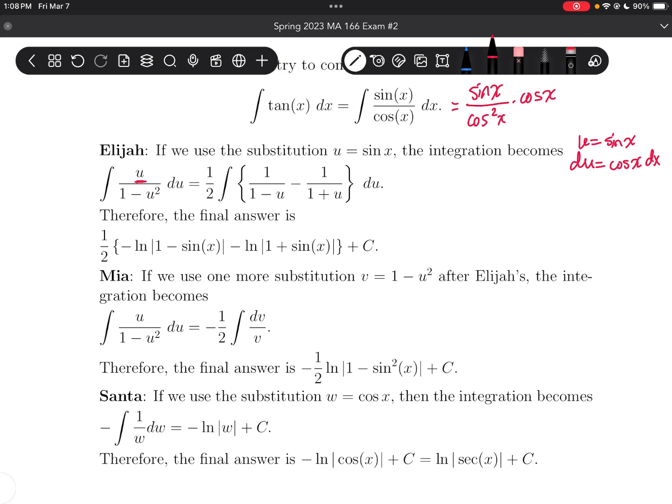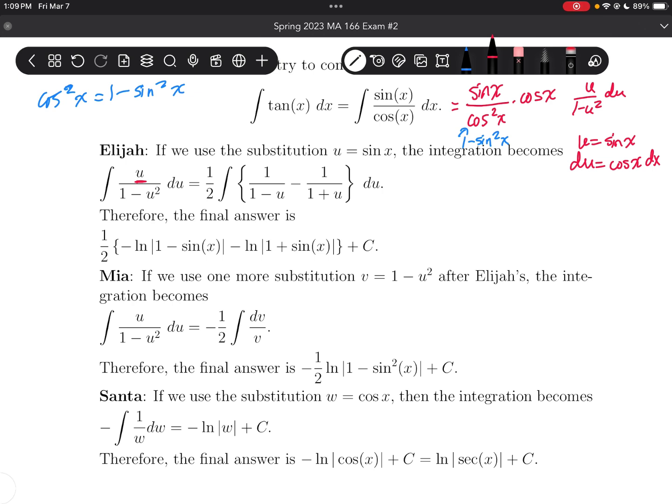Times cosine x. Okay, and then after he does u sub, he plugs in u for the sine x in the numerator. He replaces this cosine x squared with 1 minus sine x squared. Again, this is because of the Pythagorean identity, which states that cosine squared x equals 1 minus sine squared x. So he uses the Pythagorean identity there to replace that, and that's how he gets 1 minus u squared in the denominator, and this cosine x becomes du.